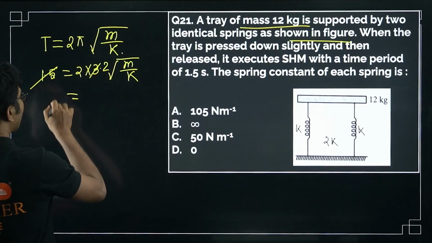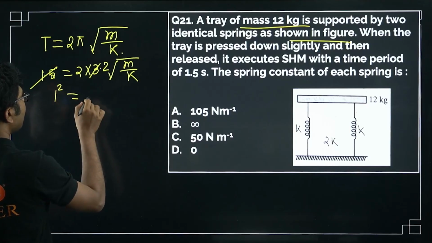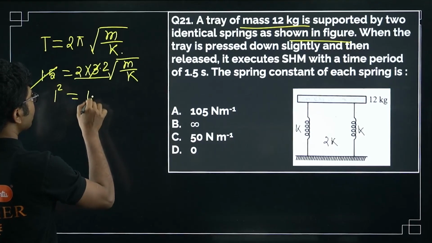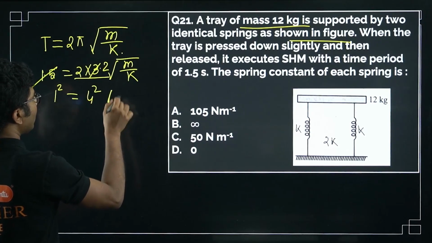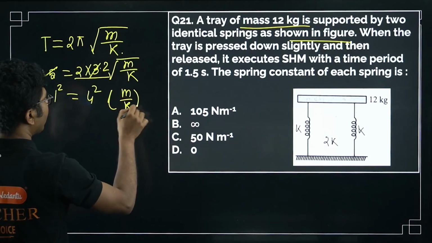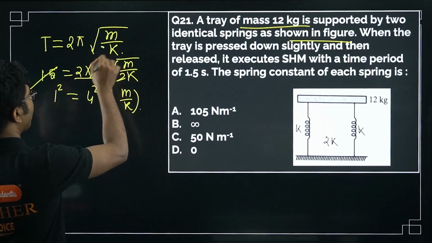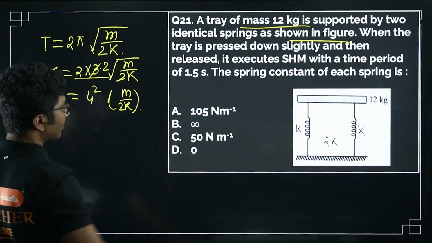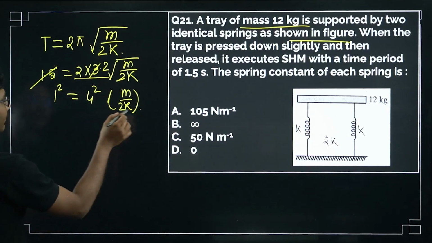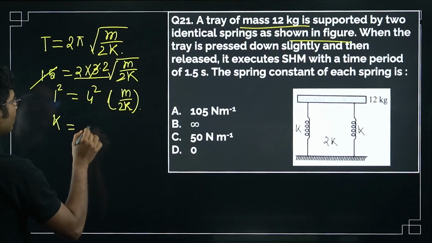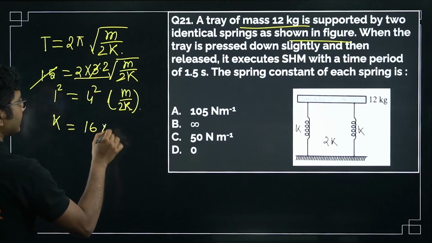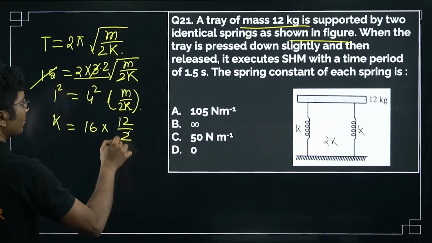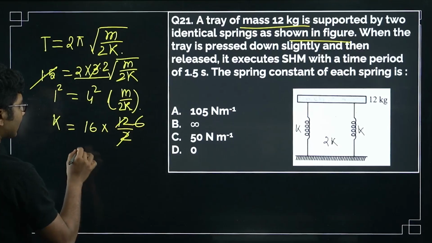Now do the square on both sides. We get 1 square equals 4 square into m by k. Okay, sorry, m by 2k, since here we have spring constant 2k. So what is the value of k? So k equals 4 square, that is 16, into m, which is 12, divided by 2. So 6 9s are 96.